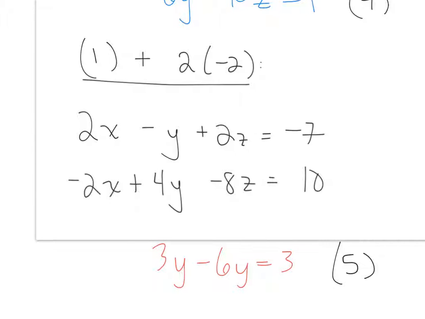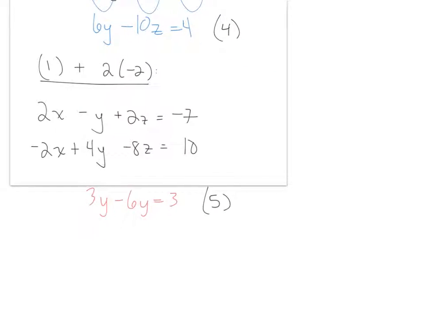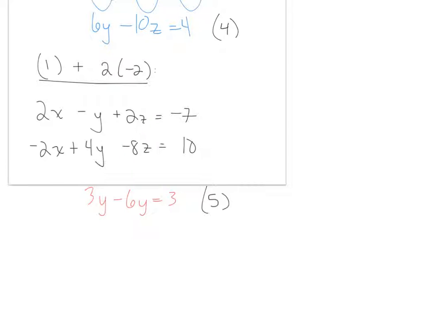And now what we can do is we can write equations 4 and 5 together. Let's take a look at those together now. There's equation 4 at the top, and there's equation 5. Let's write them together on the right over here. So I've got 6y minus 10z equals 4. And I've got 3y minus 6z equals 3.